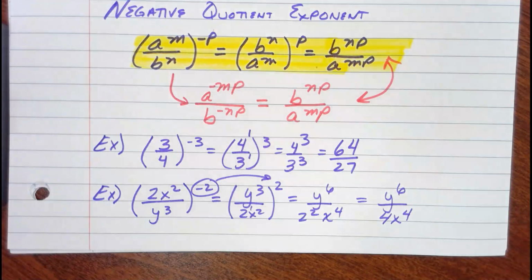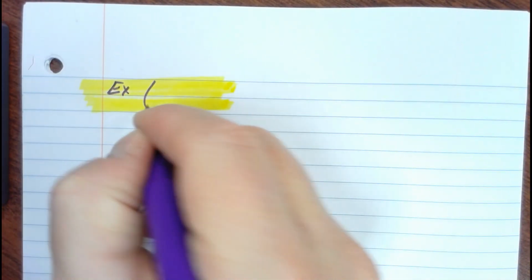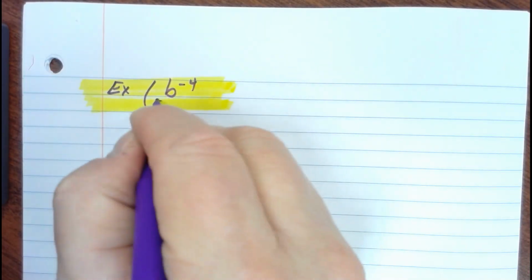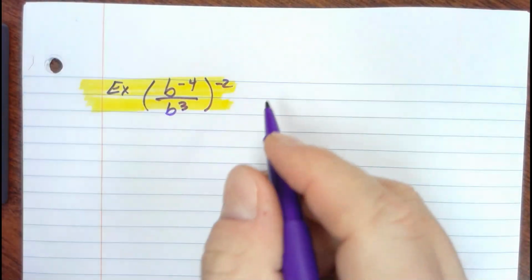Okay? I got 2 more examples. And they are double stars. The first is b to the negative 4 over b cubed raised to the negative 2.